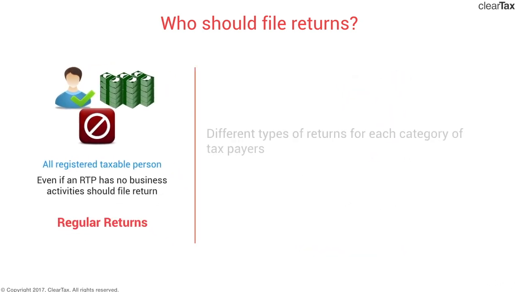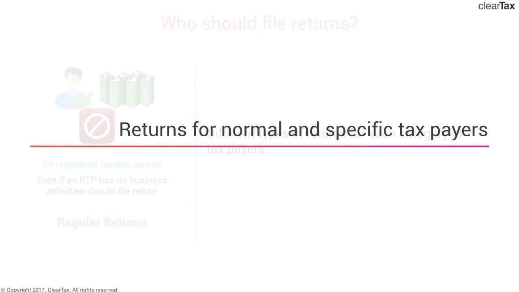There are different types of returns for each category of taxpayers, and we need to know which category we fall into to decide what return we have to file. So there are normal taxpayers and there are specific taxpayers. They are the two broad categories. Under these, you can identify 6 types of taxpayers.